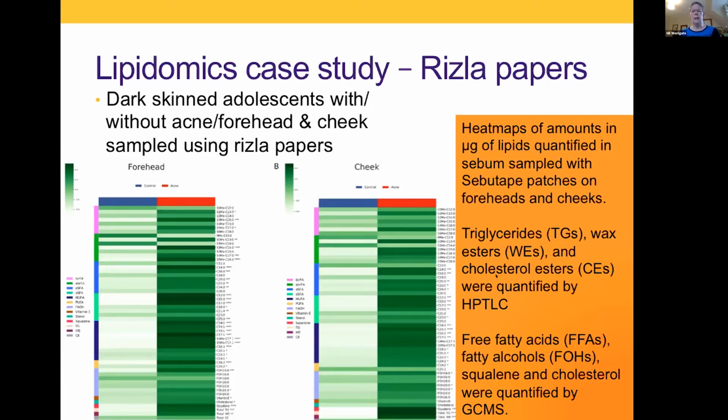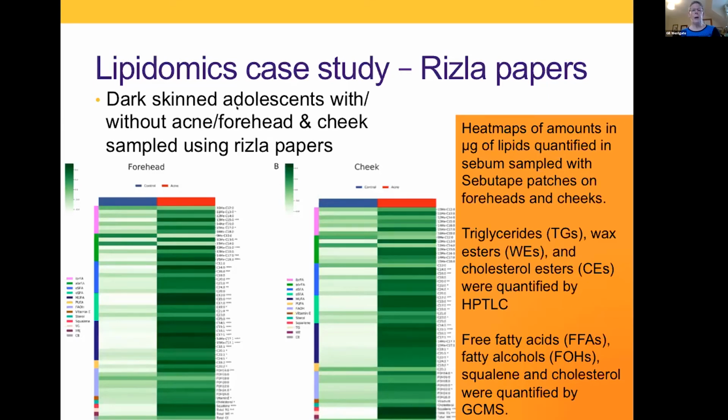And the sorts of things that were being analysed were triglycerides and wax esters, and those were done using high performance thin layer chromatography. And then things like free fatty acids, fatty alcohols, squalene, and cholesterol using gas chromatography.